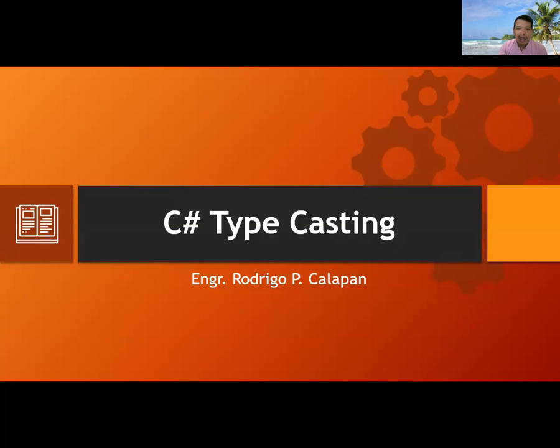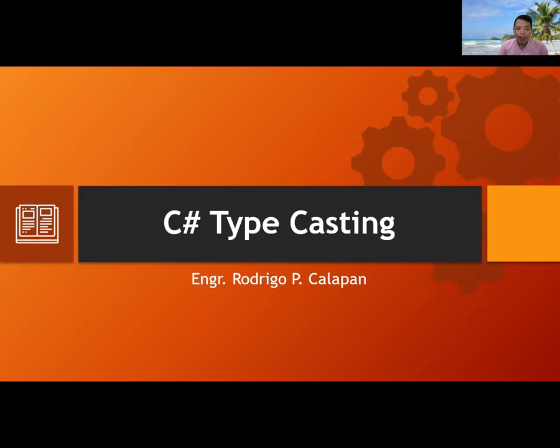This time, I'll be discussing C# typecasting. Pag sinabi natin C# typecasting, ito yung kung mag-assign tayo ng value sa isang variable and then i-convert natin from one data type to another data type. Okay? So again, by definition, typecasting is when we assign a value of one data type to another type.